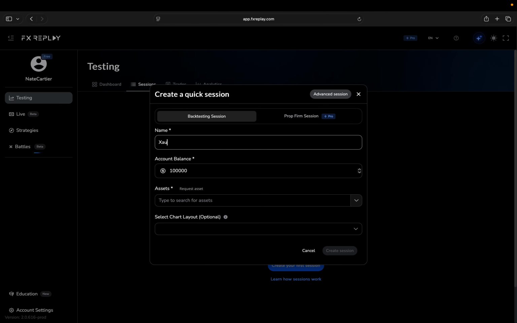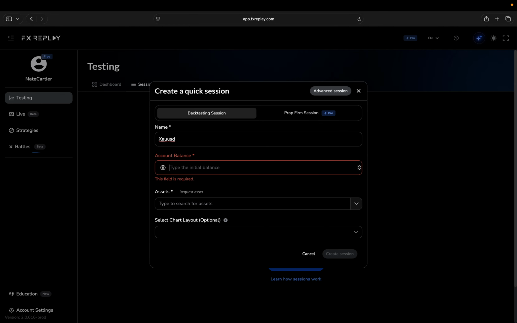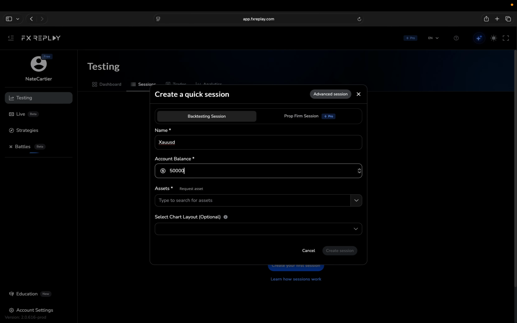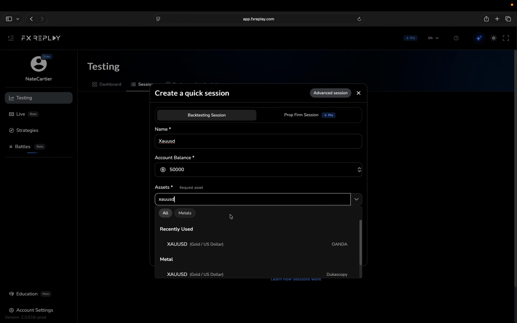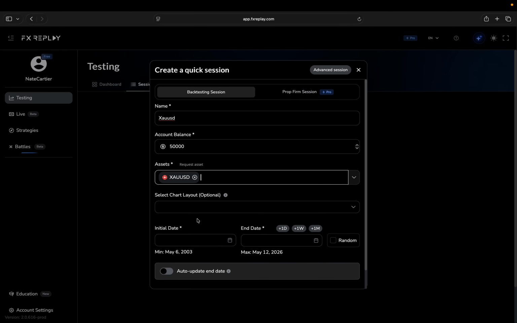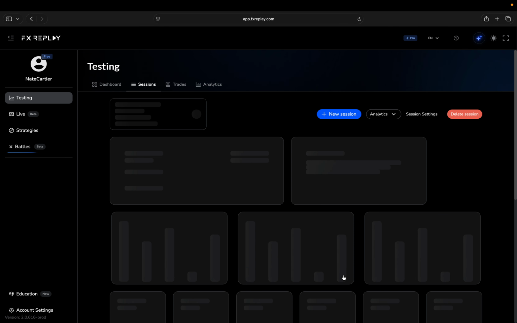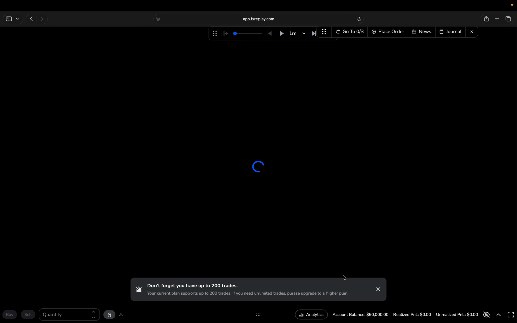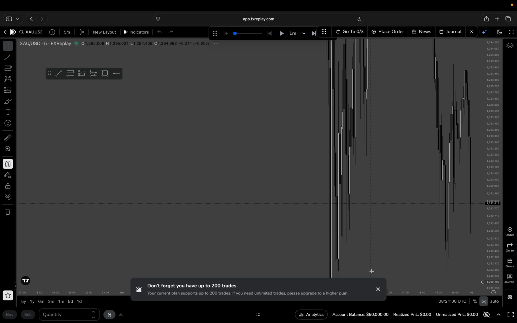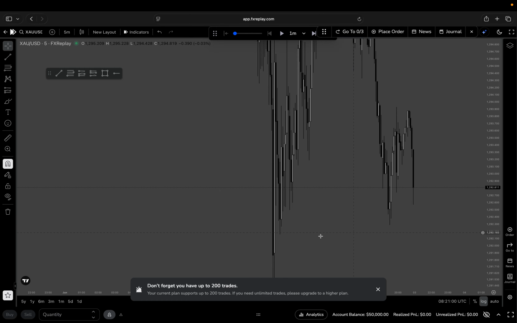I'm just gonna name it XAU USD, whatever. We'll do 50K. We'll do this chart layout, and we'll just go random and see where we go from there. Okay. First step, we're gonna analyze the high time frame, right? Where are we on the high time frame, which is where we will mark out our external structures, and we will go from there.